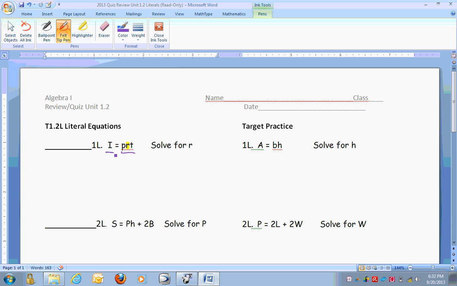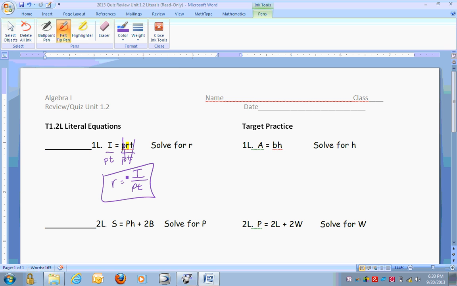So on every problem, on this side of the equation, I'm going to get rid of every other variable that is not R. So we're multiplying P times R times T, and since they're all multiplied, I need to do the opposite of that, which is division. So I'm going to divide by P and T and leave R. And that causes P and T to cancel out, and then all that's left is R equals I over PT. And that's your answer for number 1.